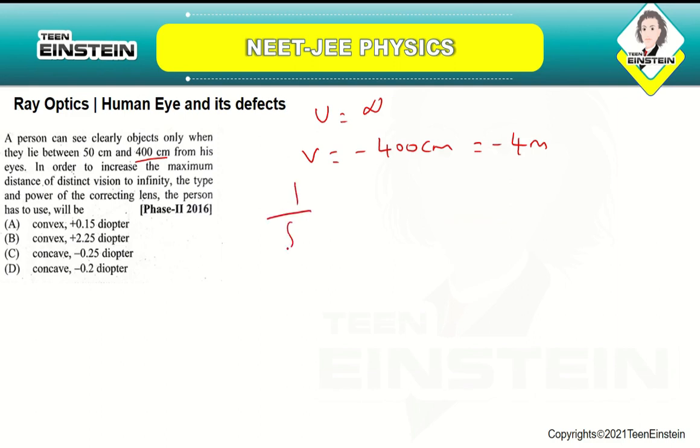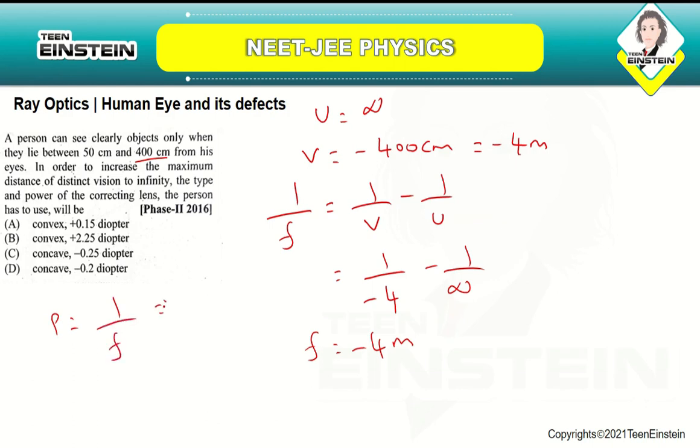By making use of the lens formula, 1 by F is equal to 1 by V minus 1 by U, you can find out 1 by F is equal to 1 by minus 4 minus 1 by infinity, or F is equal to minus 4 meters. So here the focal length is negative, so we should make use of a concave lens. So the power will be P is equal to 1 by F, which is equal to minus 0.25 D. So P is minus 0.25 diopters.